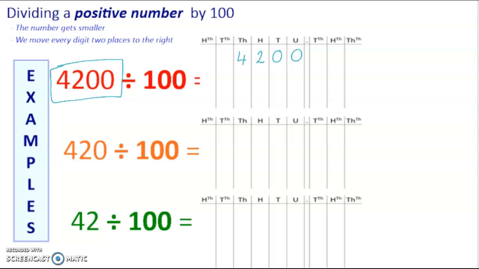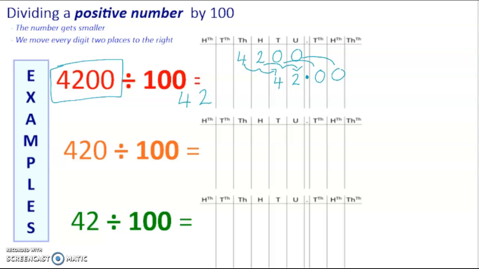To divide by 100, every digit moves 2 places to the right. So 1, 2, my 4 moves to the tens column. 1, 2, my 2 moves to the units column. My decimal point never moves. And my zeros, 1, 2, go here, 1, 2, and here. But really, I don't need zeros after the decimal point. So the answer to 4,200 divided by 100 is 42.